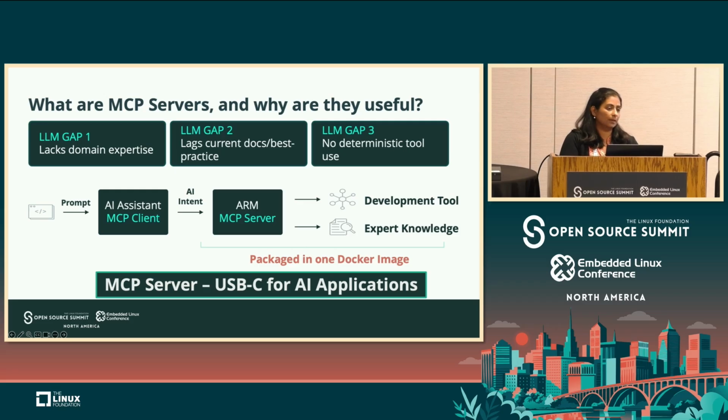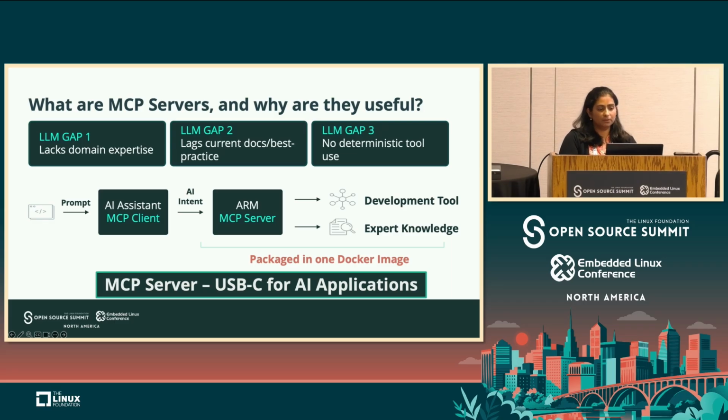So what is an MCP server? It's the Model Context Protocol, an open standard. It's like a universal adapter which allows AI assistants to securely connect to external data sources and execute specialized tools. It provides AI models with context-aware capabilities, such as code analysis, knowledge-base lookup, and system introspection. So you can think of the MCP server as a USB-C for AI applications.